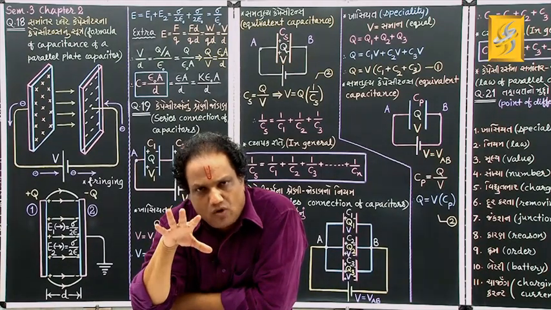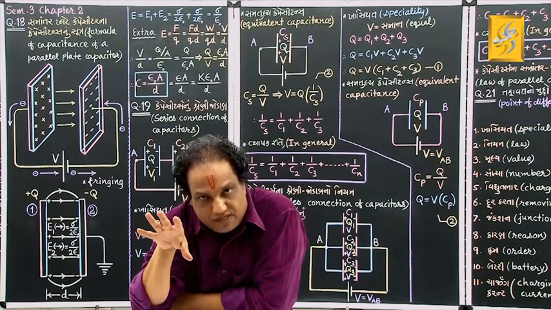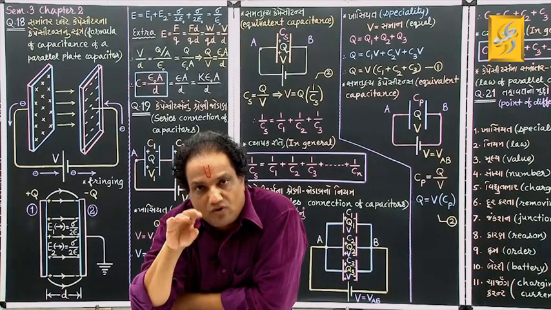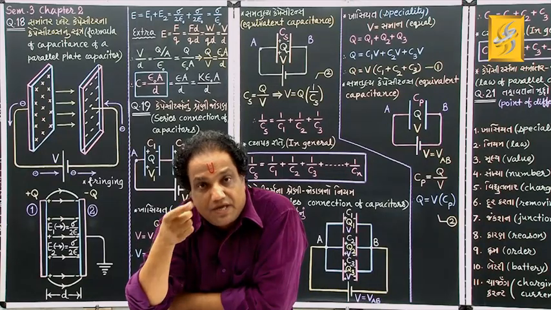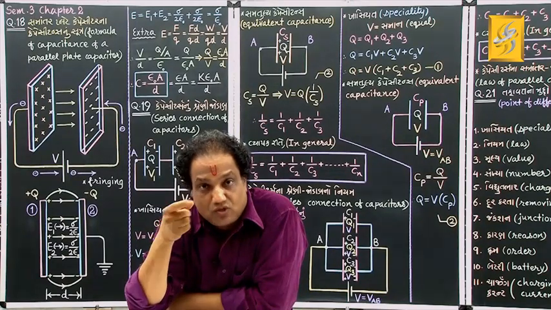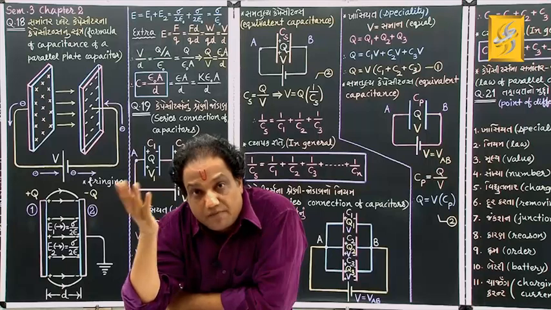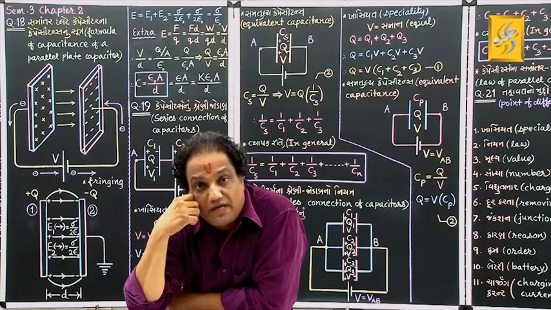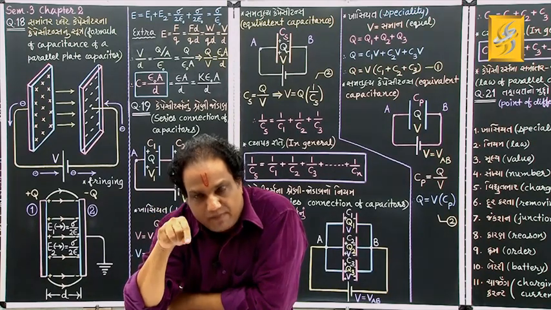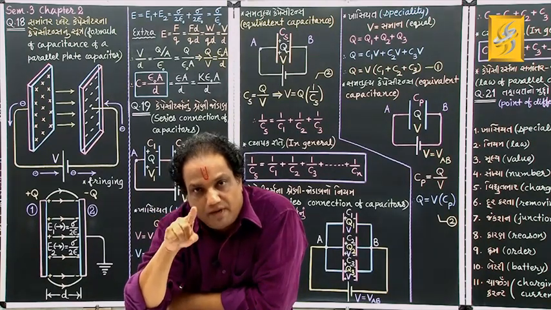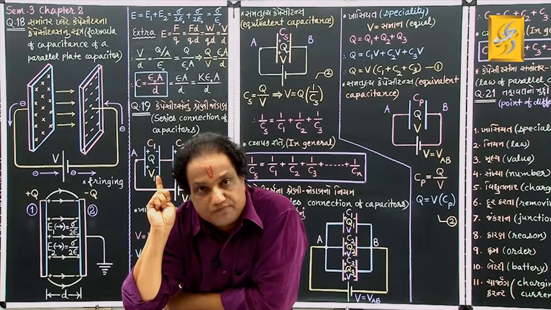Correct? But normally, just for the sake of simplicity, we do not speak air or vacuum, we simply say parallel plate capacitor. Correct? If the medium between two plates is not air, if it is some other medium, then it is called dielectric capacitor, about which we will study later on. At present, we want to study about parallel plate air or vacuum capacitor. Okay? Fine.